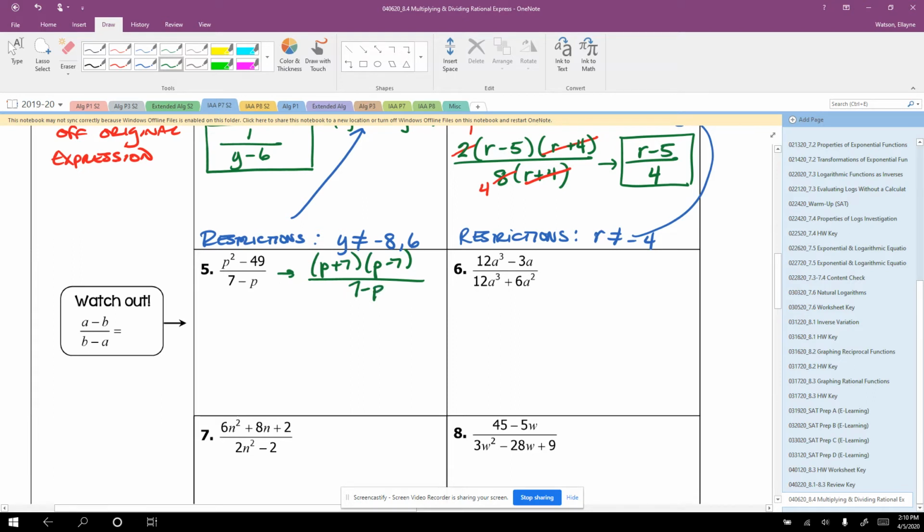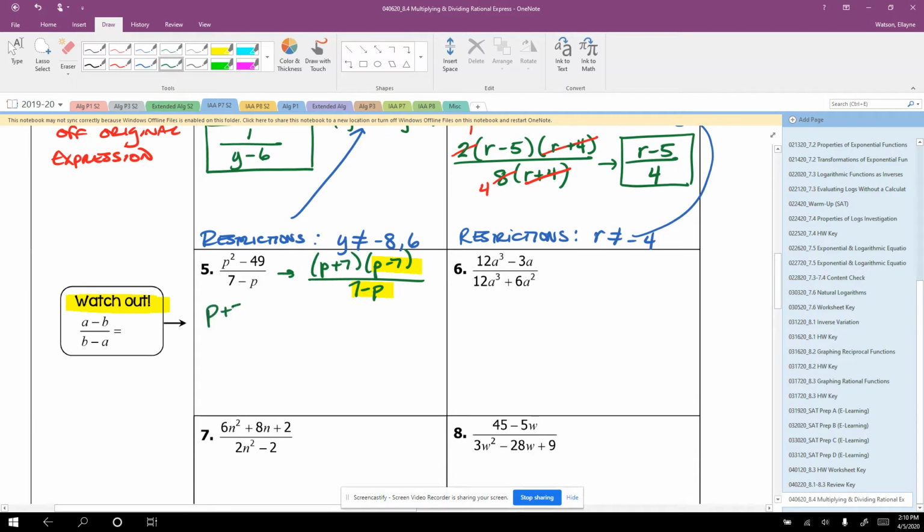Now, if you're looking at this thinking, well, there's no common factors, right? Because it's p minus 7 on top and 7 minus p on bottom. And that's what this is over here. So that's what these two represent. They look the same, but the difference is that on top the p is positive, but on the bottom, the 7 is positive. So what can you do here? Well, you can rewrite it like this.